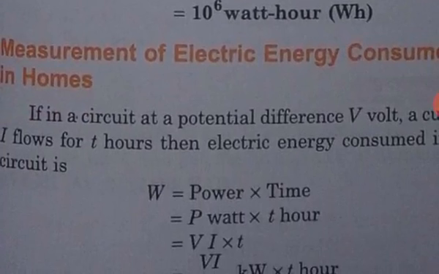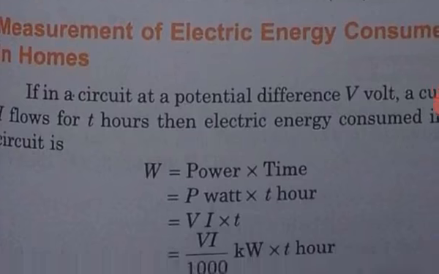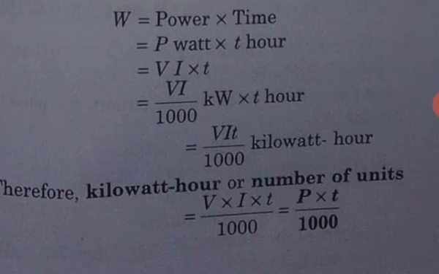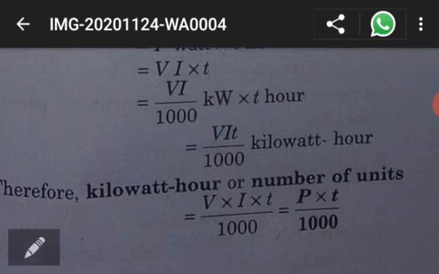Measurement of the electric energy consumed in homes. If in a circuit at a potential difference of V volt, a current I flows for T hours, then the electric energy consumed in the circuit is W is equal to PT. Therefore, kilowatt hour, or the number of units, is equal to VIT upon 1000.